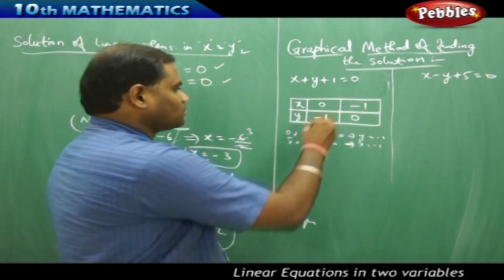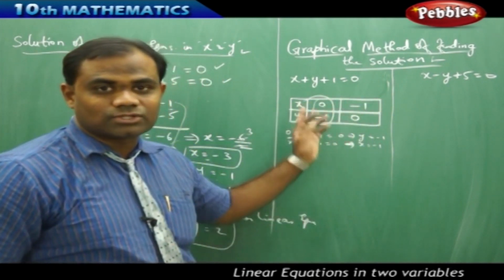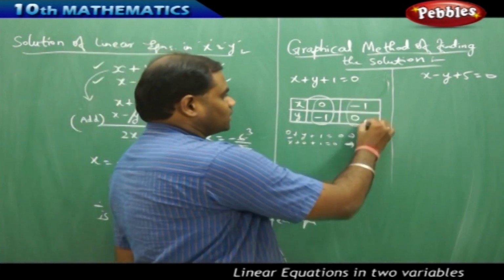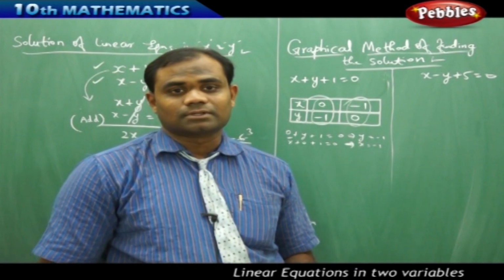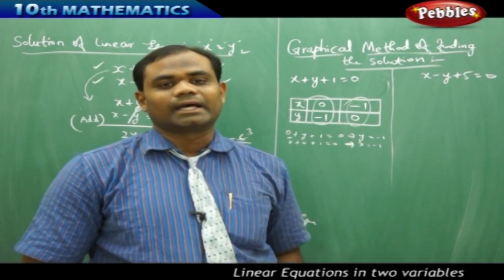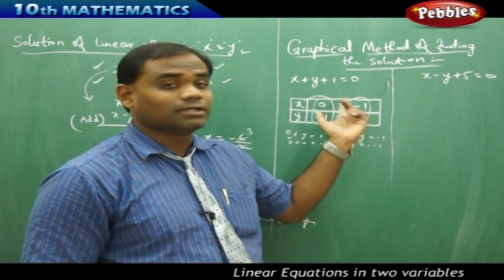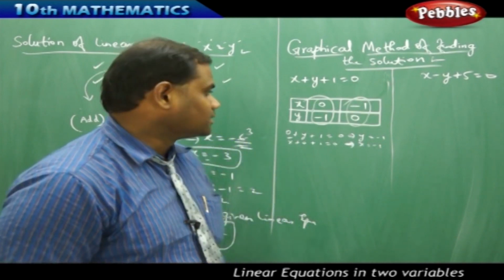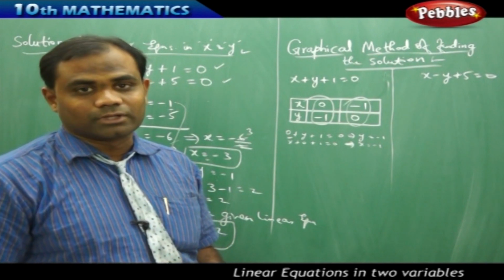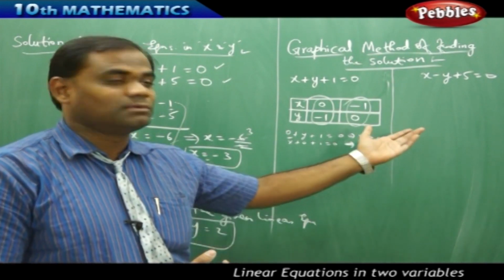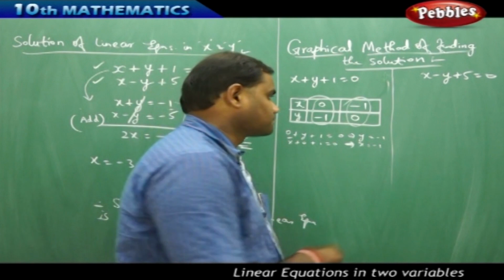So I get each of the points, which are (0, -1) and (-1, 0), which when plotted on the xy coordinate system and joined with a straight ruler, give me a straight line for this equation. Similarly, I take the table of values for the second equation and then draw the corresponding straight line. So let's see how the table of values would be for the second line.